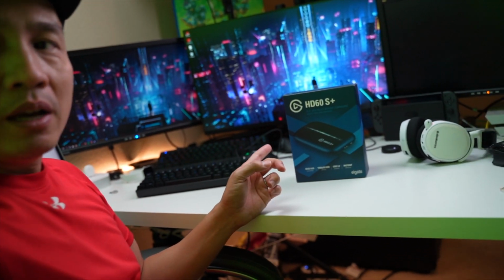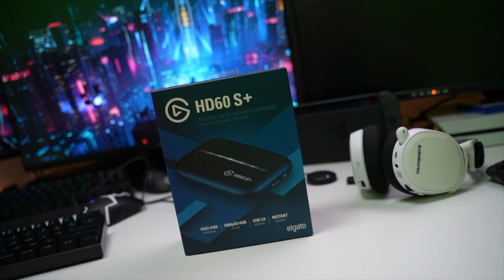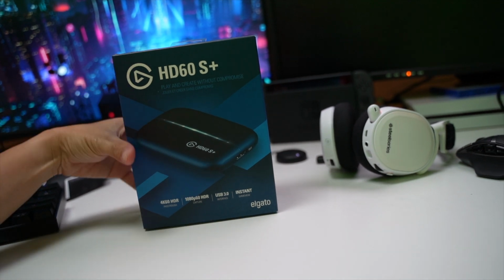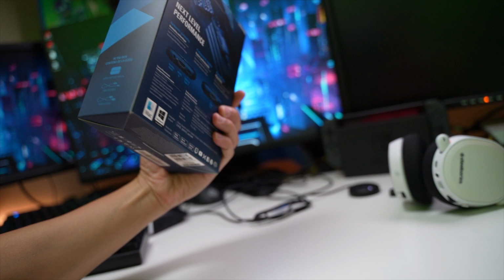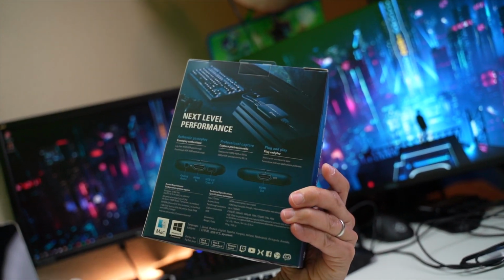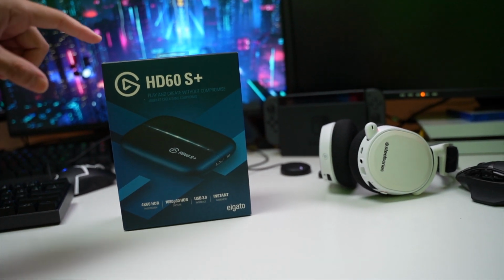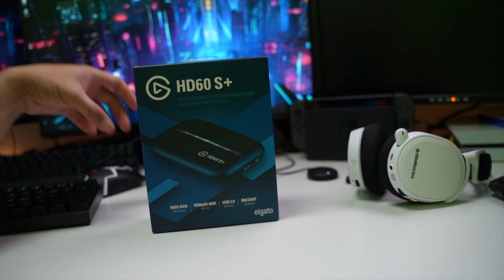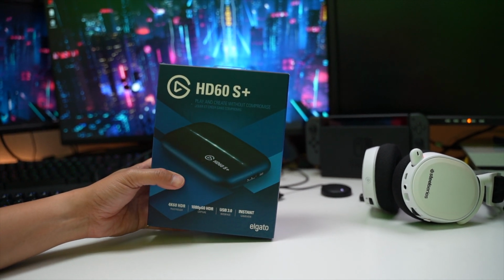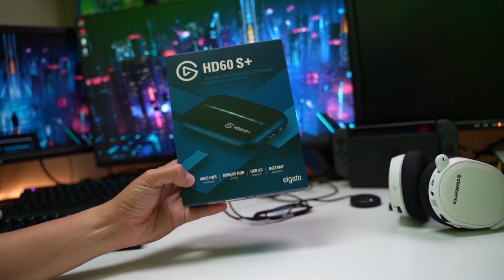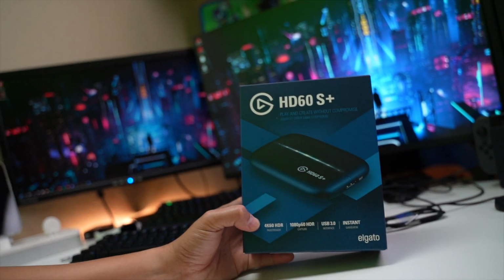Today I got me an HD60 S Plus from Elgato. This is basically a capture card that you would use if you are to live stream and things like that. So this is the S Plus model. There is also an S model, so don't get this thing mixed up, please. This S Plus right here can have a 4K 60 FPS HDR pass through. That's how powerful this thing is.